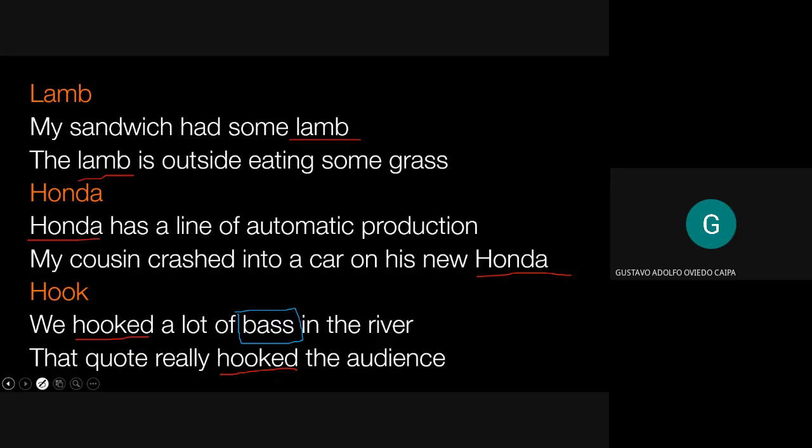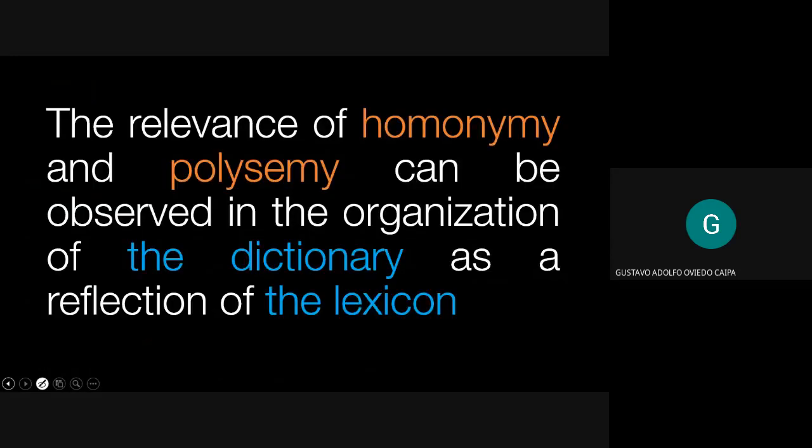So moving on. These two elements, homonymy and polysemy, these two lexical relations are important in the way that people produce and organize the dictionary. The dictionary is supposed to be a reflection of our mental lexicon. Remember that the lexicon, the mental lexicon, or the lexicon in general, is the collection of vocabulary from a language. So the dictionary is supposed to be a reflection of the lexicon. It's supposed to emulate the lexicon in a physical form.